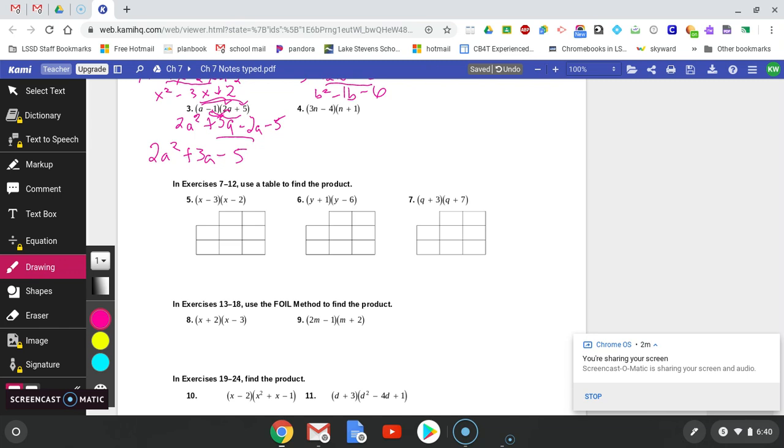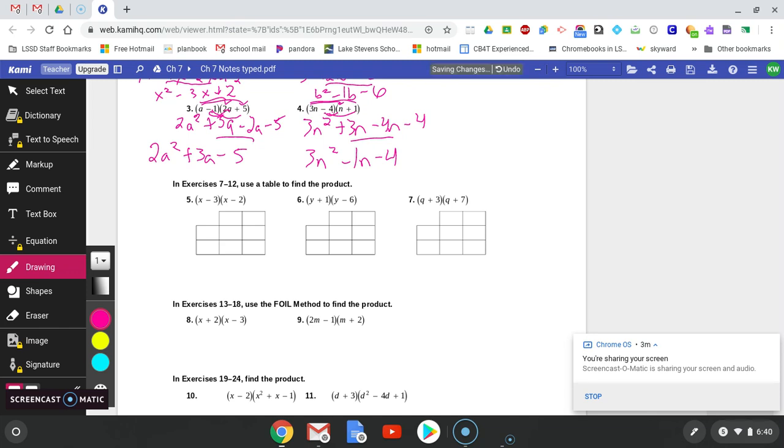Okay, the next one. So 3n times n would be 3n squared, because an n times an n is an n squared, and technically you have a 3 times a 1 out in front, which is your 3. And 3n times 1, which is 3n. Then I have a negative 4 times n, which is a negative 4n, and a negative 4 times a 1, which is a negative 4. When I combine my like terms, I get 3n squared minus 1n, or minus n, and then minus 4.